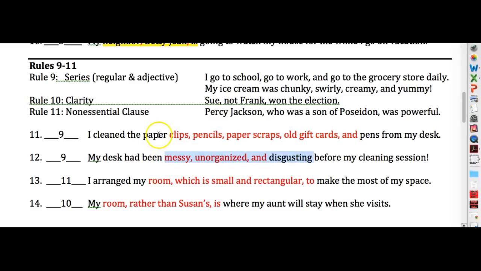Okay, now, yes, if you have paper comma clips or paper comma scraps, I don't think that's the best way to do it, but it's not really important as far as how to use a comma. Number 13 is a non-essential clause. You'll see that this is a dependent clause, and I'll go ahead and double underline that so you can see that. And then we have just a clarity one, my room, comma, rather than Susan's, comma.